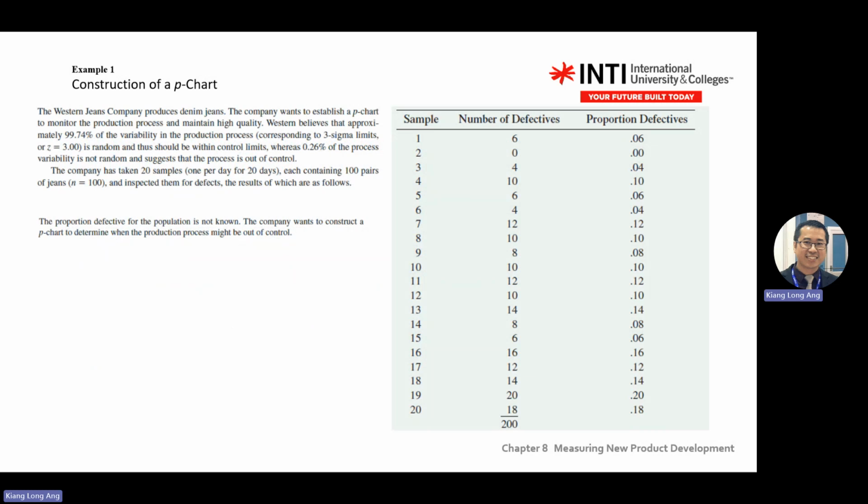So for the first sample, you find 6 defects. It means that out of 100 genes, 6 genes were defective. So you change this 6 into the proportion defective, 0.06. Don't confuse it with the 20 samples here. Total samples for 20 days. This is 200 defects out of 20 days.